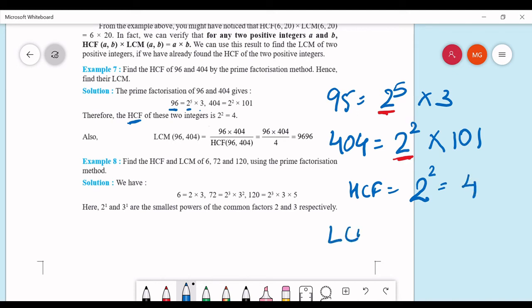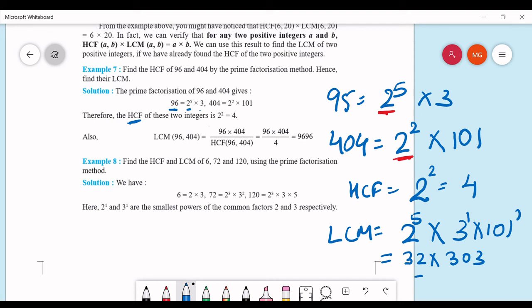And in case of LCM, you are getting 2 common, so write 2, then 3, then 101. So all the prime numbers are used here. Now use the highest power. Highest power of 2 is 5, and highest power of 3 is 1 and highest power of 101 is 1, right? So this is one way to calculate the LCM. 2 to power 5 will give you 32, then 3 into 101 will give you 303, and you can calculate this and you will be getting 9696, right? This is one way.